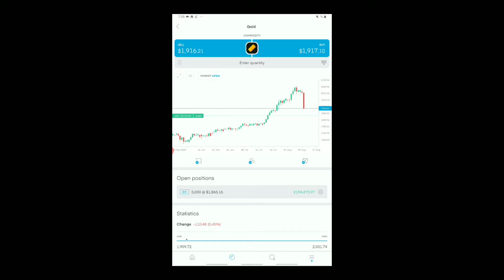In the last video in that series, I talked about how to set a stop loss, and today I'm going to do the reverse and talk about how to set a take profit. So if you don't know what a take profit is and you're an absolute beginner, this is a beginner's guide to taking profits.